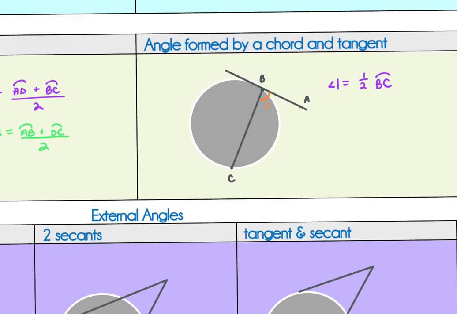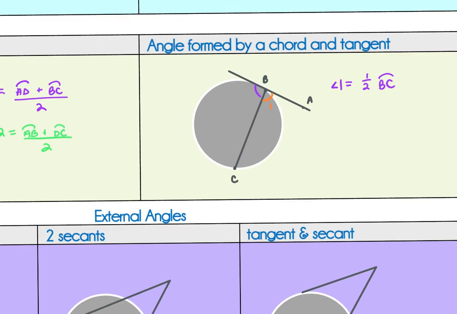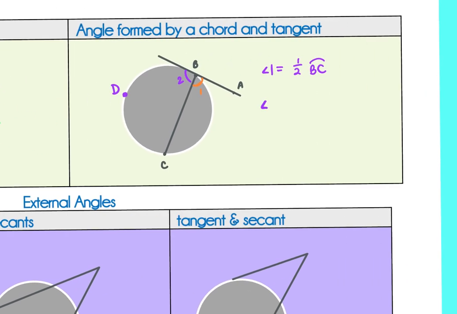Same for the other side? Same for the other side. So if this was angle 2, I would need another letter here because it's a major arc. But I would say angle 2 equals 1/2 arc BDC.